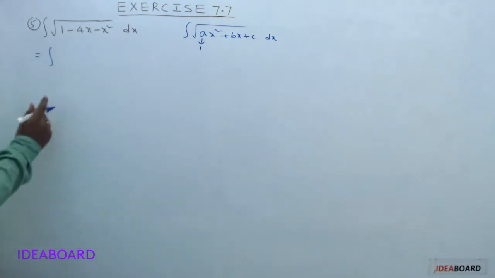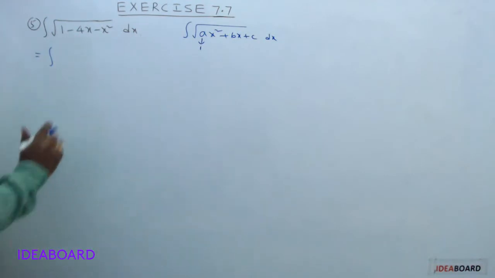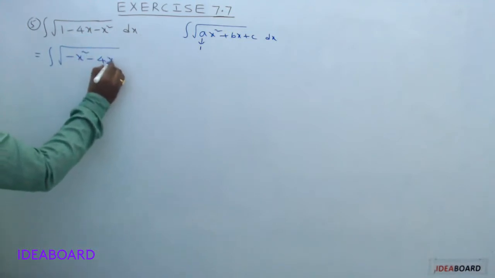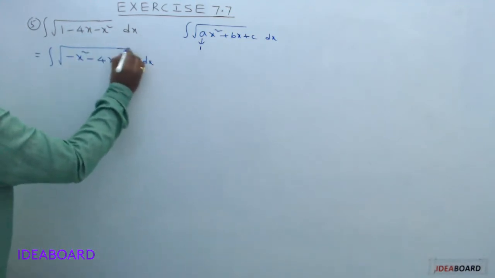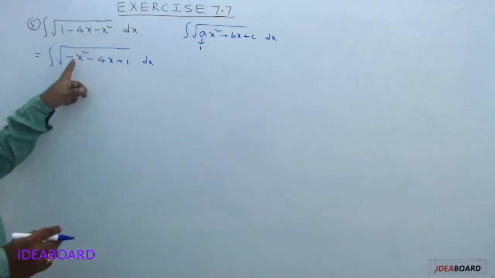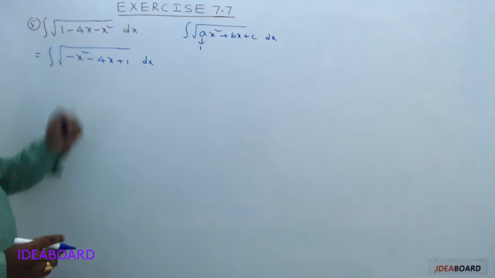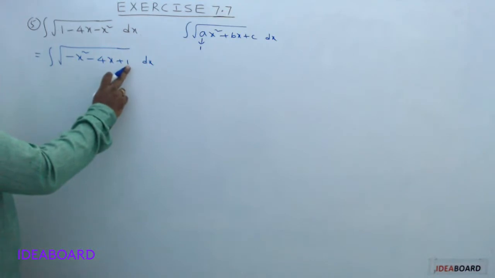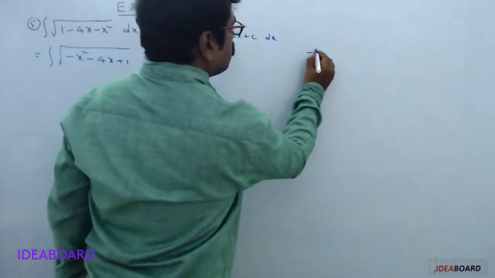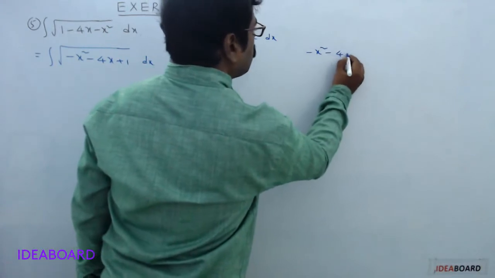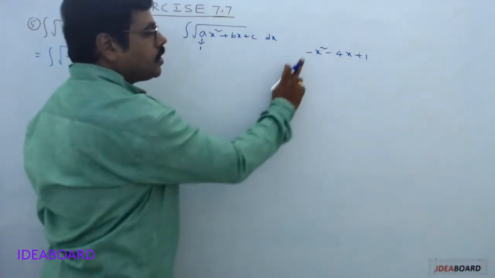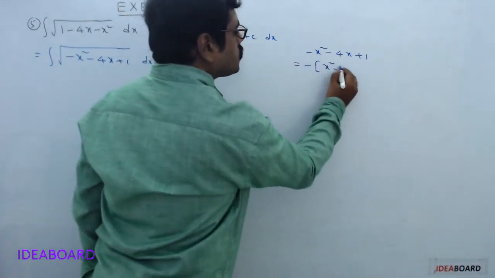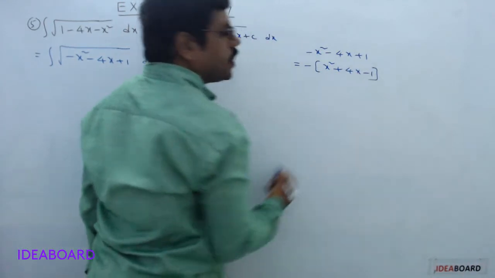Here, first I am writing the terms in an appropriate order. That is square root of minus x square minus 4x plus 1 dx. Here, first I am writing x square term, then x term, then constant term. Now, consider the expression minus x square minus 4x plus 1. Take minus common from these three terms. It is minus of x square plus 4x minus 1.